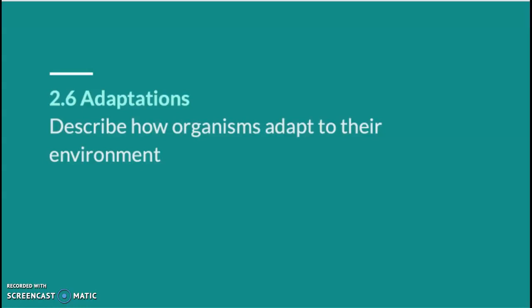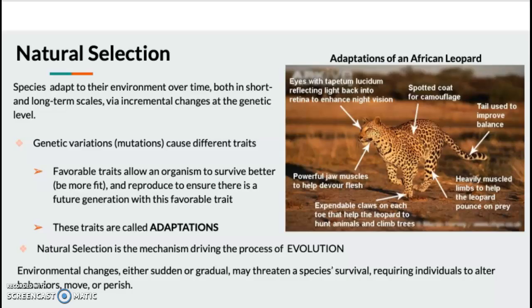Topic 2.6, Adaptations. We should be able to describe how organisms adapt to their environment. Adaptations occur through the mechanism of natural selection. So over time, species are able to adapt to their environment in both short-term and long-term scales due to changes at the genetic level. So in an individual, you can have genetic variations, which are considered mutations that would cause different traits. Favorable traits would allow an organism to survive better, which we would consider survival of the fittest, so that organism would be more fit.